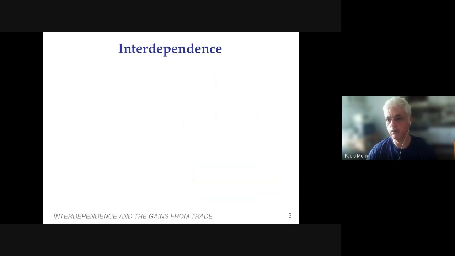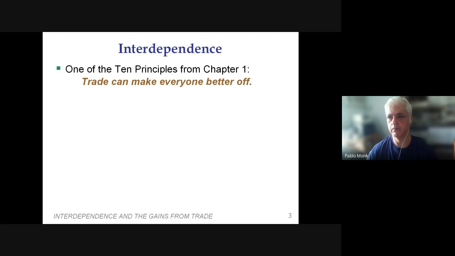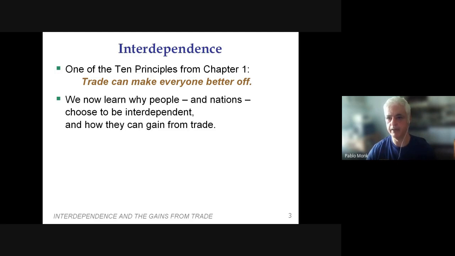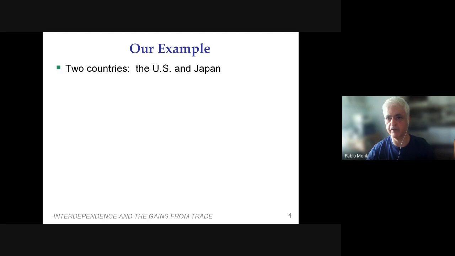Okay, so what is interdependence? One of the principles of economics is that trade can make everyone better off. And so what does this mean? We're going to learn why we can gain this from trade. Okay, so let's look at two examples.